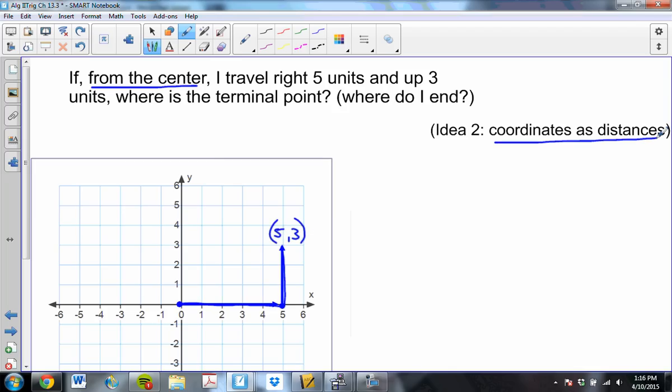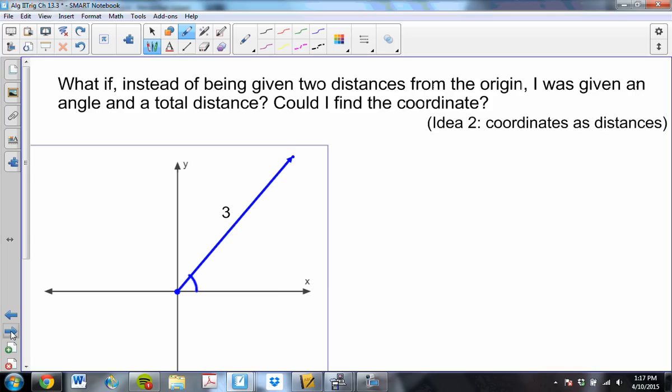And we know that, but we want to start thinking about coordinates as distances. When you have an x-coordinate, that really means you have a distance from the y-axis. And when you have a y-coordinate, that really means you have a distance from the x-axis. So x and y coordinates are distances, and we've got to think of them that way. What if instead of being given 2 distances from the origin, I was given an angle and a total distance? Could I find this coordinate?